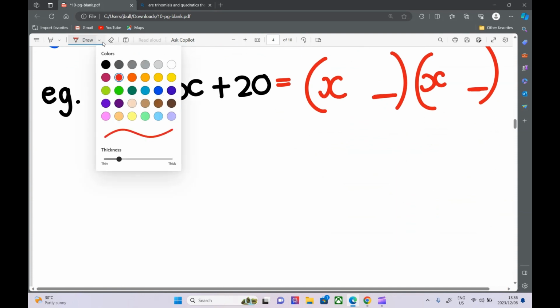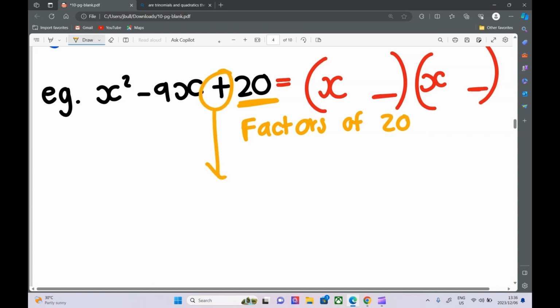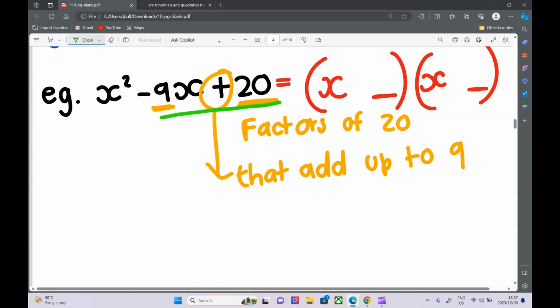So how you read these quadratics, these trinomials, is you actually have to read them kind of back to front. So I would say the factors of 20, for factors of 20, this plus means that add, and then up to 9. Okay, so that's kind of how you determine the last number in the brackets, you have to read it backwards like that. So we say the factors of 20 that add up to 9.